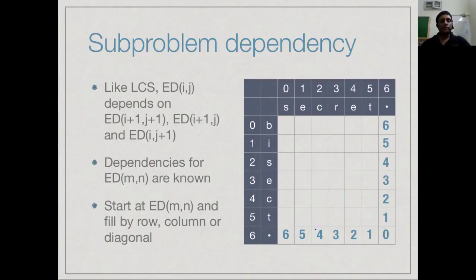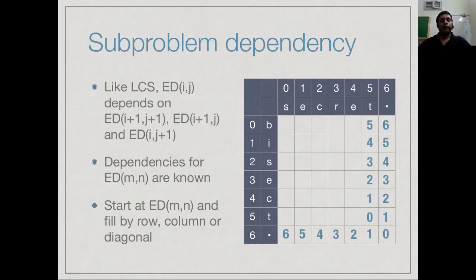Okay, so this is my boundary, and now I can just apply my recursive thing, which says that okay, t matches. So the edit distance at t is 0 because I have nothing to do and there's nothing to do beyond that.